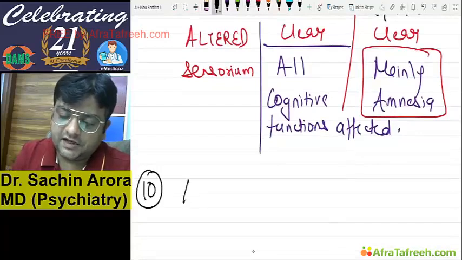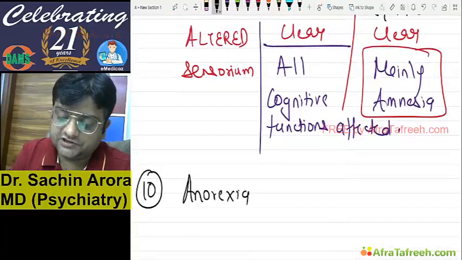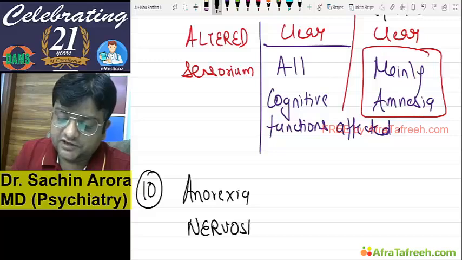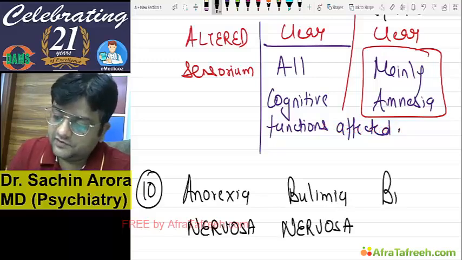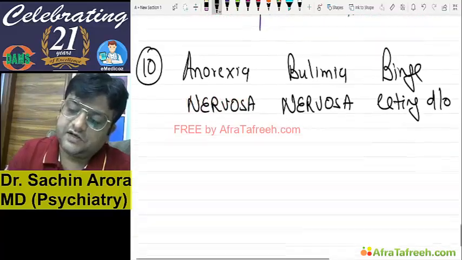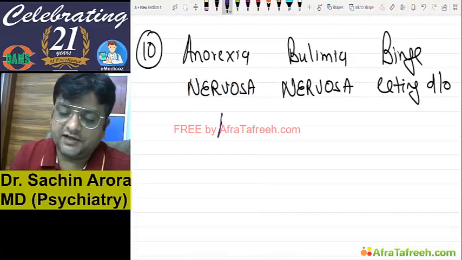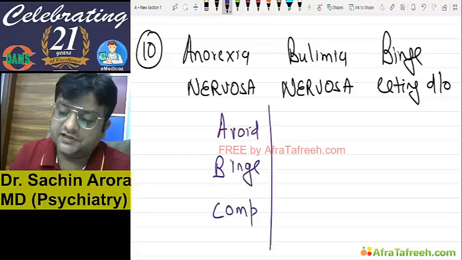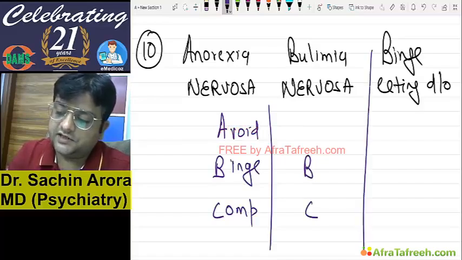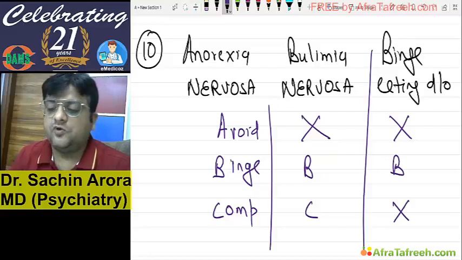Case number 10, how to differentiate eating disorders: anorexia nervosa, bulimia nervosa, and binge eating disorder. In anorexia nervosa, there is A, B, C. The patient avoids, then binge, then compensate. In bulimia nervosa, there is no avoidance. And in binge eating disorder, there is no compensation.